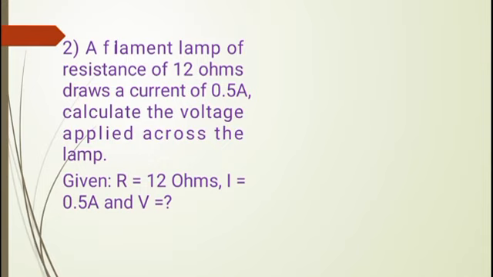Making use of the mathematical representation of Ohm's law, which is V equal to IR, and substituting the values of I and R into that equation, we have V equal to 0.5 multiplied by 12, which is equal to 6 volts. Let's consider one more example before we move on.